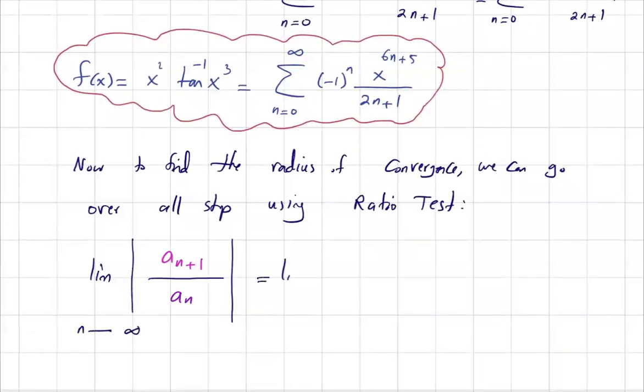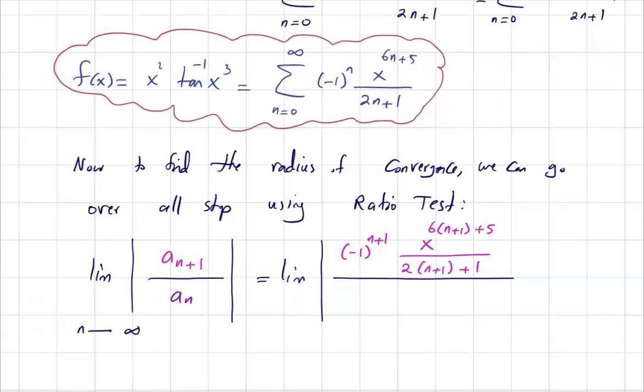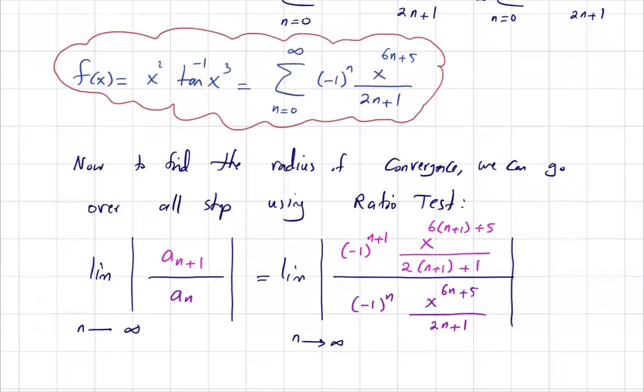Very good. So let us begin. You have the limit of the absolute value of a n plus 1, which gives you negative 1 to power n plus 1, times x to power 6 times n plus 1 plus 5, divided by 2 times n plus 1 plus 1, divided by negative 1 to power n, x to power 6n plus 5, divided by 2n plus 1, close up the absolute value, and n goes to infinity for you. Okay.